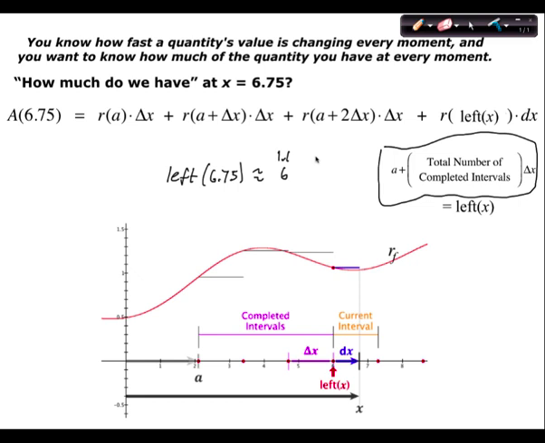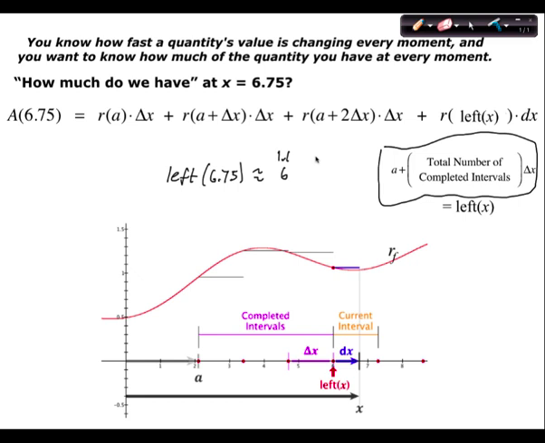GC has no clue about a function named left. You could define a function named left, but it doesn't know functions by the names that you give them. So if you want to define left x in GC, that's great. It'll do exactly what you tell it to do, but it has no clue about this thing that we're talking about, the left side of the current interval. Does that make sense? You have to define it so that it does that. So since the x is at like 6.7, left x is 6.